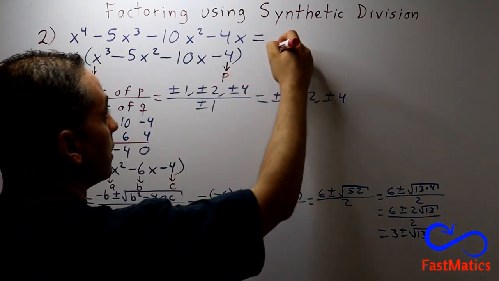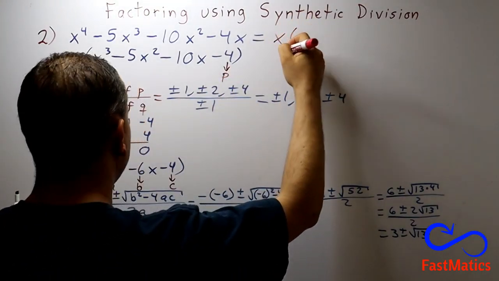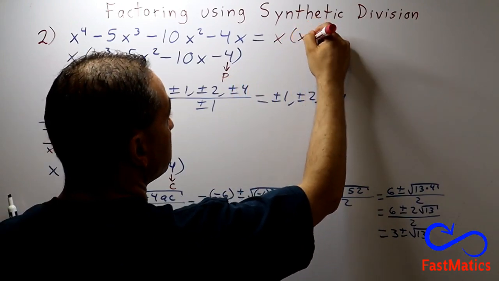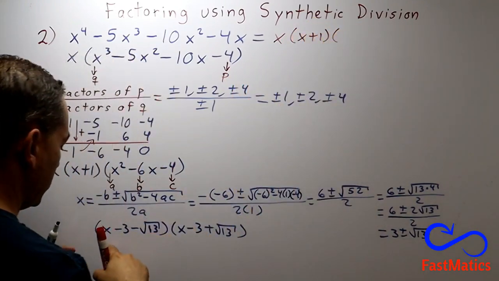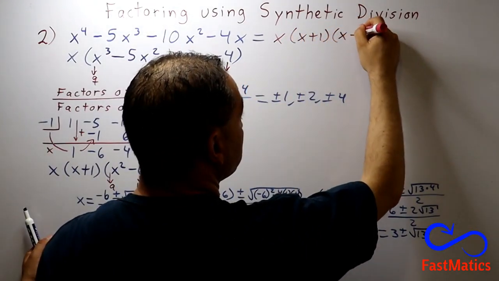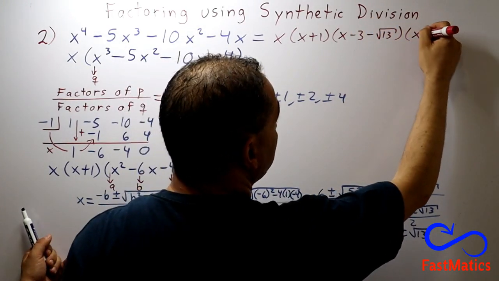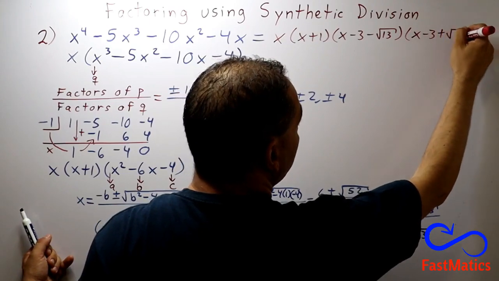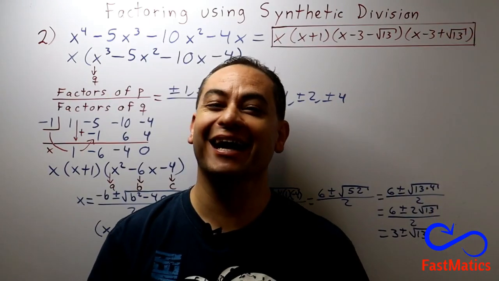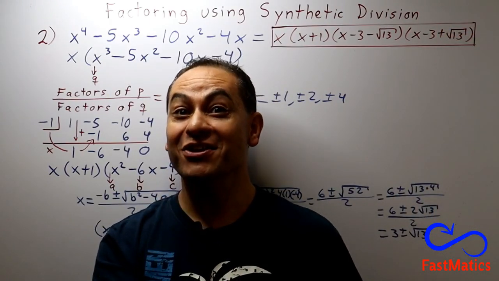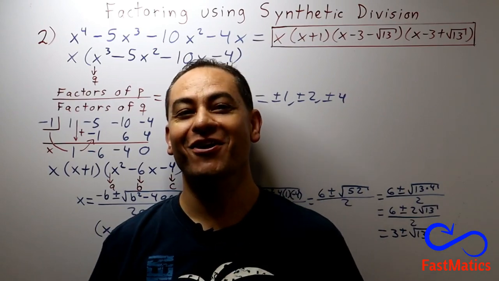So x times x plus 1 times x minus 3 minus square root of 13 times x minus 3 plus square root of 13. And that's all. A non-conventional way of factoring.